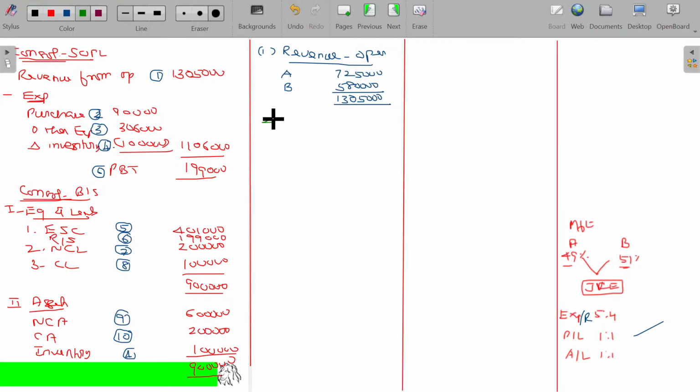Second one being purchases. For A and B, 9 lakhs should be shared in the ratio of 5:4. So 5 lakhs and 4 lakhs. Third, inventory, closing stock. A and B. Closing stock is the asset, will be shared equally. In case of assets and liabilities, equally shared. 0.5 lakhs and 0.5 lakhs.